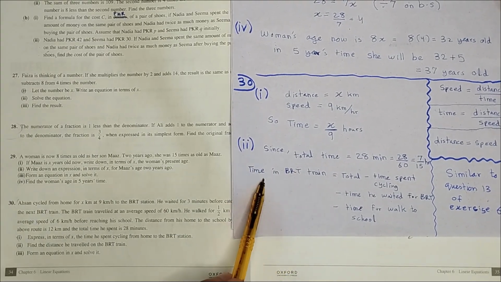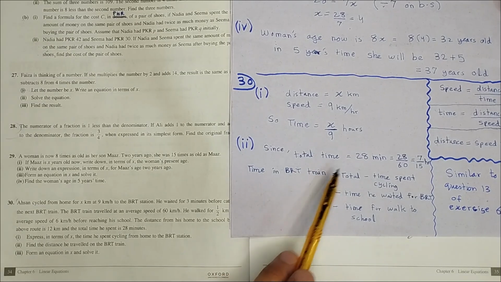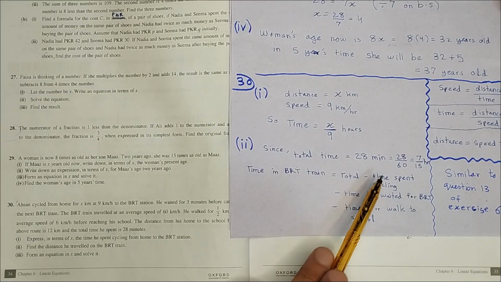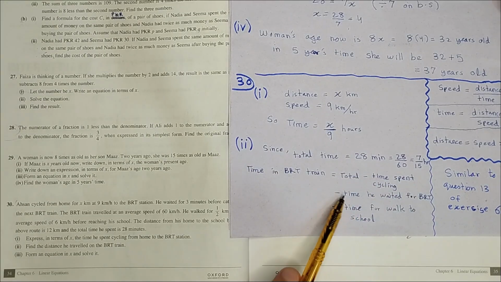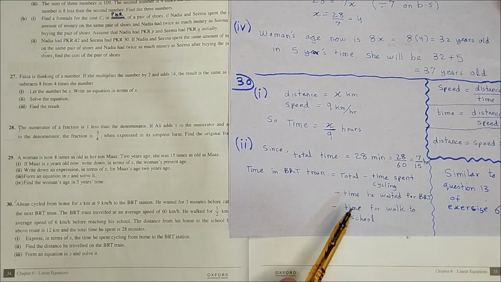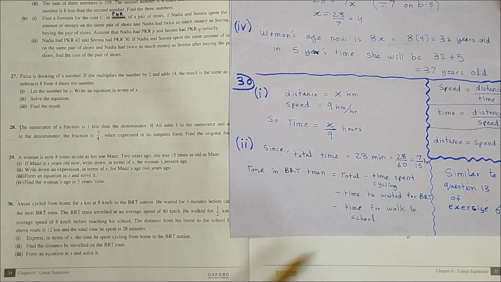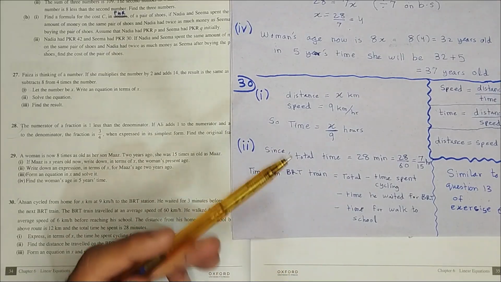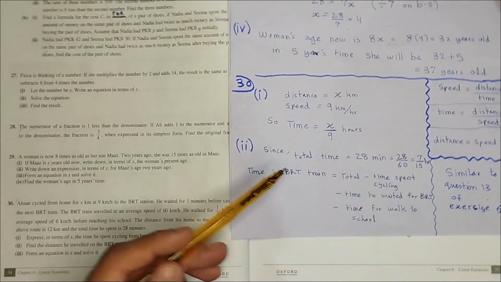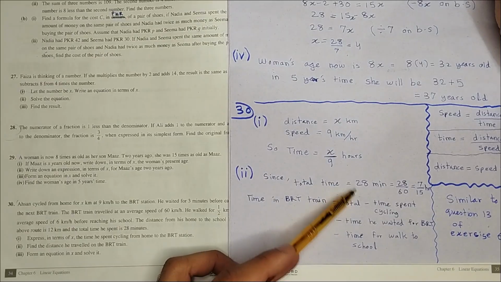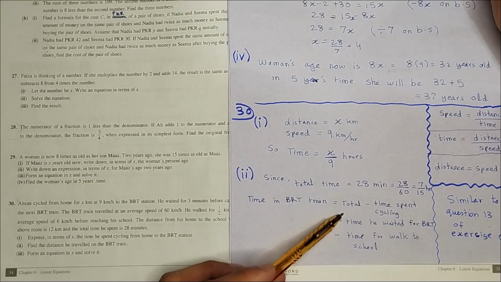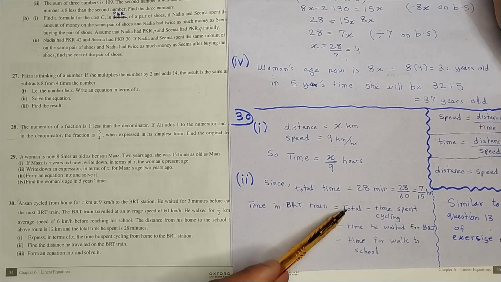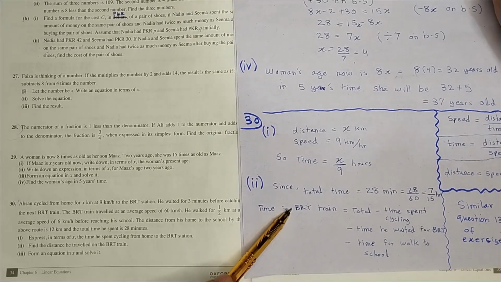How are we going to know the time of the BRT train? It is basically the total time minus the time that he spent cycling, minus the time he waited for the BRT, minus the time he walked to school. In other words, you're going to subtract all the other times given to us in this question from the total, and you will get the time in the BRT train.